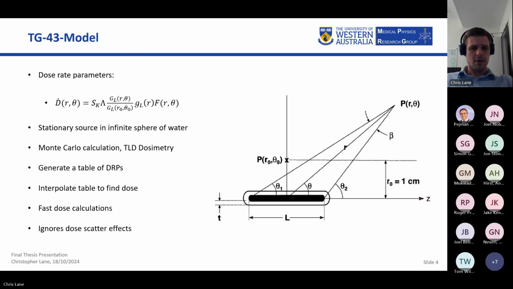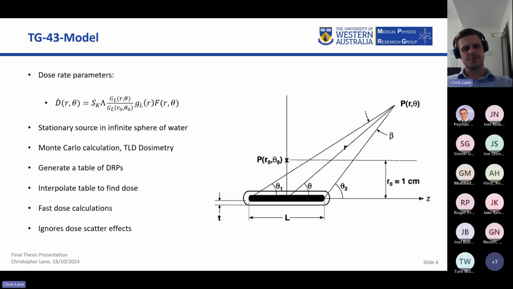This is done by simply having the source placed in an effectively infinite sphere of water, so a very large radius, usually on the order of about 40 centimeters or greater, with the source placed stationary in the center. Then you can do either a Monte Carlo calculation or TLD dosimetry to generate a table of dose rate parameters.